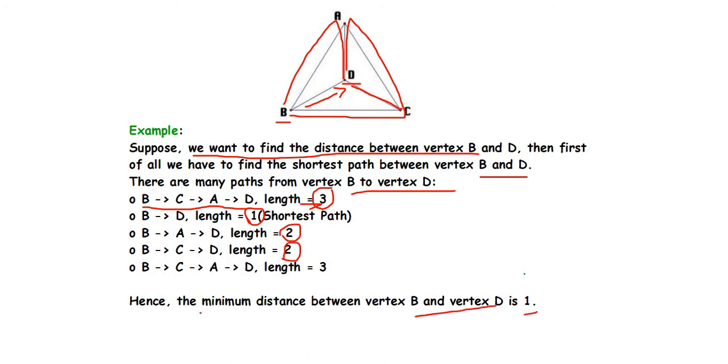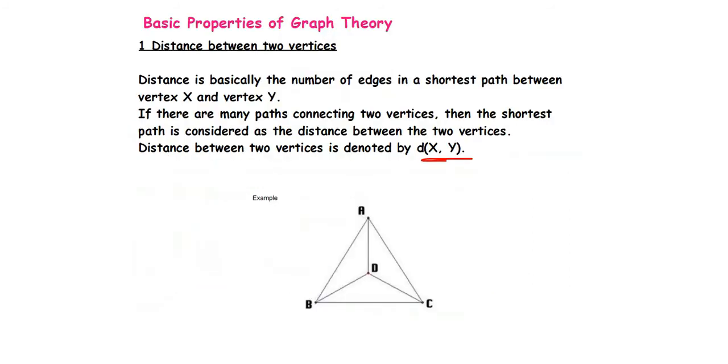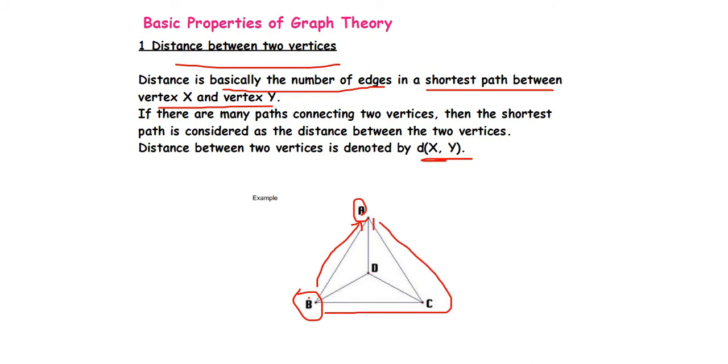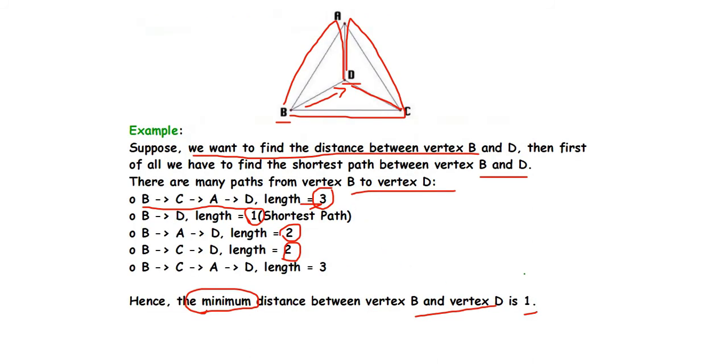The minimum distance between vertices B and D is the shortest path. So the distance between two vertices is basically the number of edges in a shortest path between vertex X and Y. If you want to traverse from B to A, for example, the shortest path is B to A, which we have seen in the diagram. We can even traverse this way too, but this is the meaning of distance between two vertices.